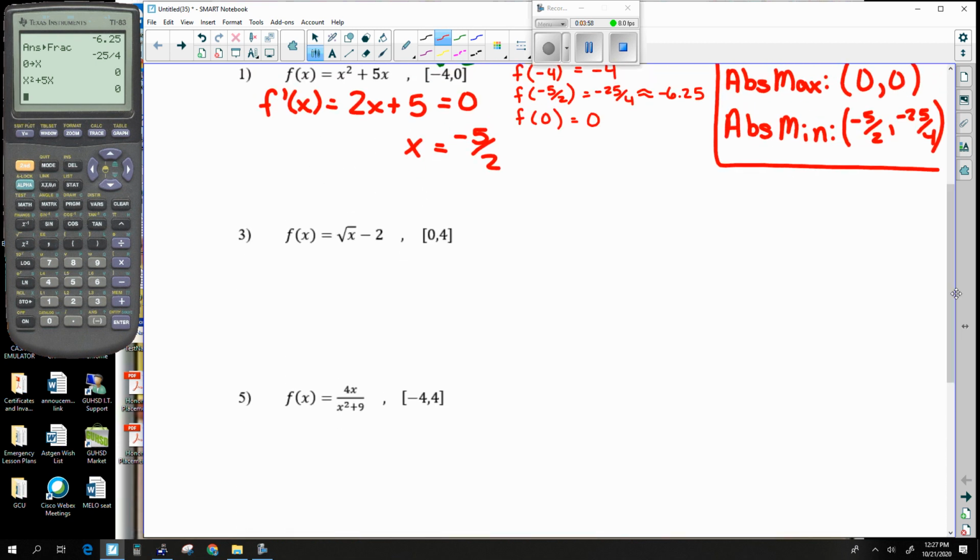Okay, number 3, I take the derivative, so this is going to be 1/2 x to the -1/2, aka 1 over 2 square root of x. So what I notice is x cannot be equal to 0, because that would make the denominator equal to 0. Also, x has to be greater than 0, because you can't have a square root of a negative. All right, so those are the criteria in this situation.